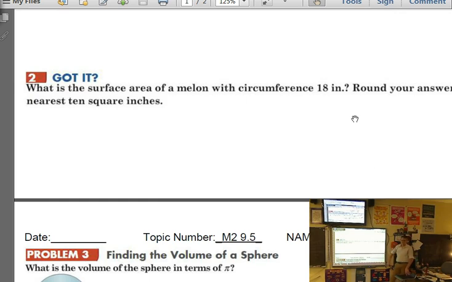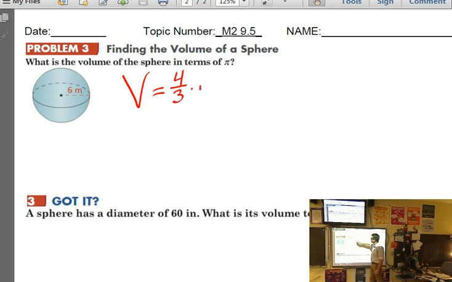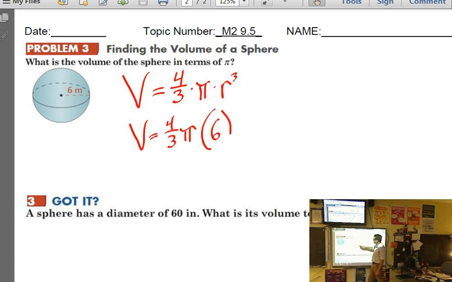Can we go to the back? Let's try some volume. Write your original formula: 4/3 pi r cubed. Recognize the 3 in the denominator, the 3 in the power. Our radius here is 6. 6 cubed is going to give me 36 times 6, 216.